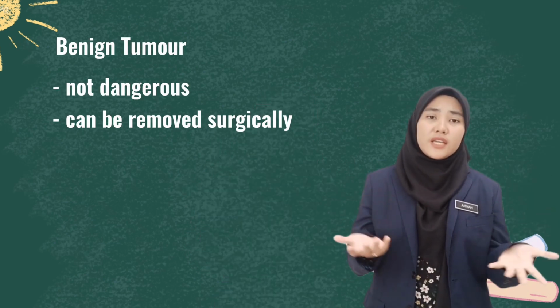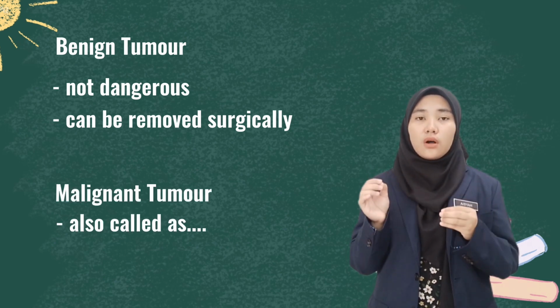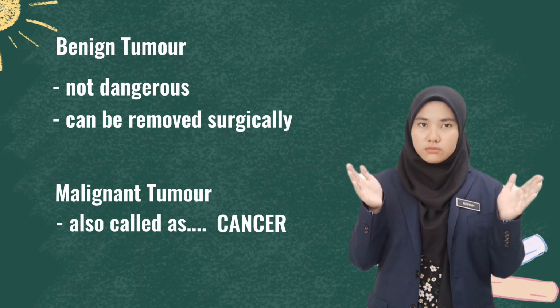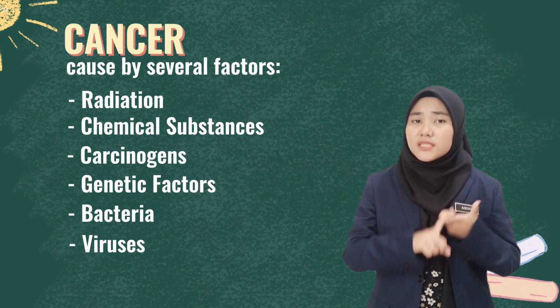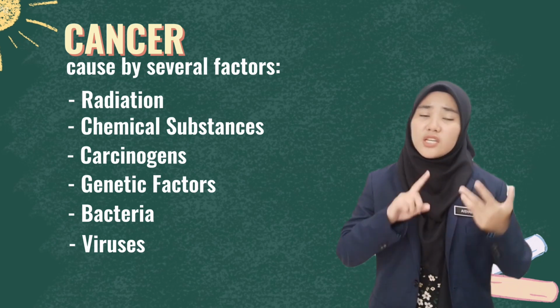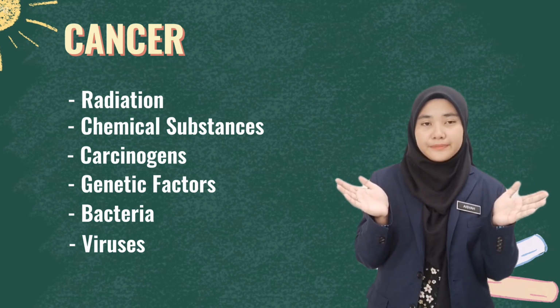A benign tumor is not dangerous and can be removed surgically. A malignant tumor is also called cancer. Cancer is caused by several factors such as radiation, chemical substances, carcinogens, genetic factors, and also bacteria and viruses. This will cause the cell to divide continuously and develop into a tumor. The cancer cells will spread and destroy the normal cells around them. This condition will affect the function of the tissues around them.